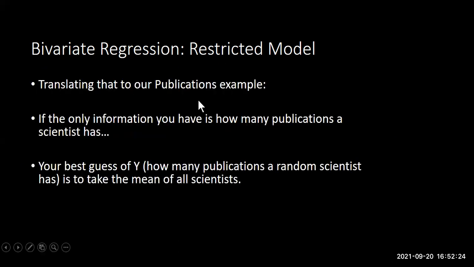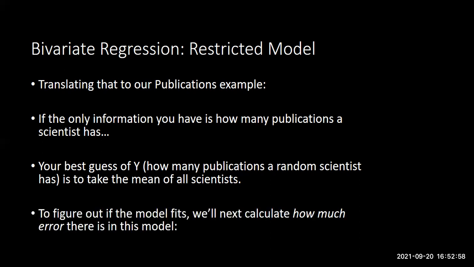So if I take that idea into our publications example from last week, which is how many publications does a person have how many years after graduating? If the only information I have is how many publications a scientist has, and I don't know how long they've been out of school, my best guess at Y for a new person is the mean number of publications a scientist has. So my average for Y.